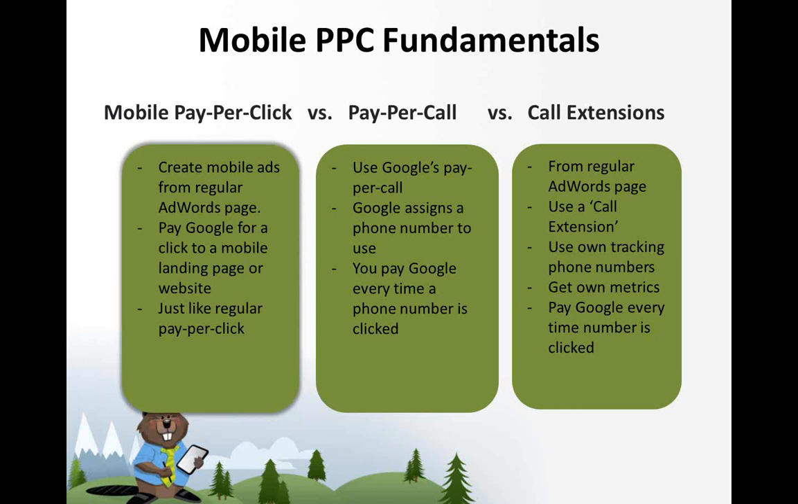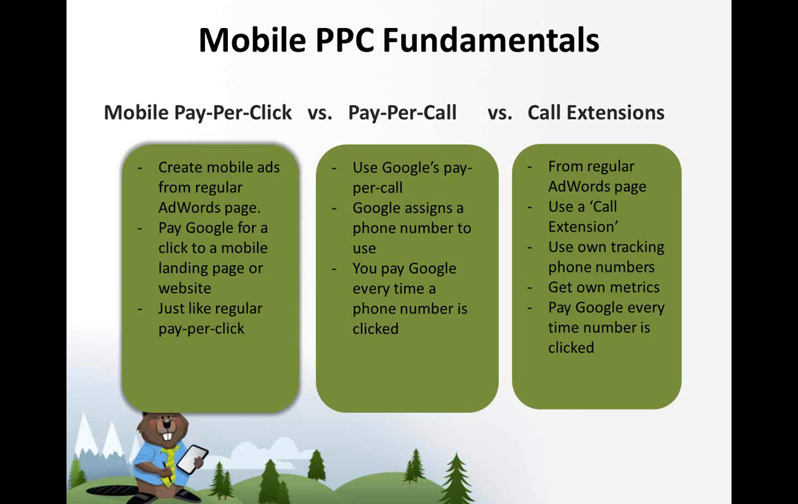Okay, so let's talk a little bit about how the mobile landscape, specifically focusing on Google, is structured. So first, we have mobile pay-per-click. These are mobile ads that are created from your regular AdWords interface. You pay Google for a click to your mobile landing page or website. So this functions essentially just like regular pay-per-click. We'll talk a little bit more about bidding strategy in a moment, but this functions like a regular AdWords campaign. You're just driving them to a mobile landing page. So you pay per click. That's how Google monetizes this.